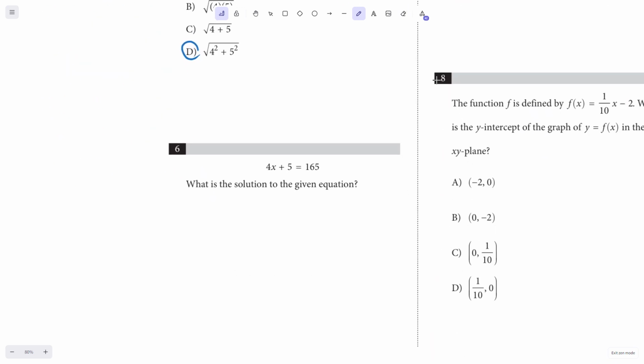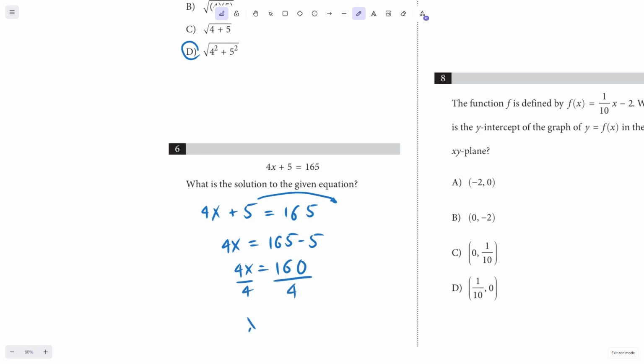Now, in the sixth problem, we're given an equation and we're asked what is the solution to the given equation. Well, we'll solve it just like any other equation. 4x plus 5 equal to 165. We'll start by moving 5 to the other side. So we get 4x equal to 165 minus 5. That's 4x equal to 160. And let's divide both sides by 4. So we get x equal to 40. And that's the solution.